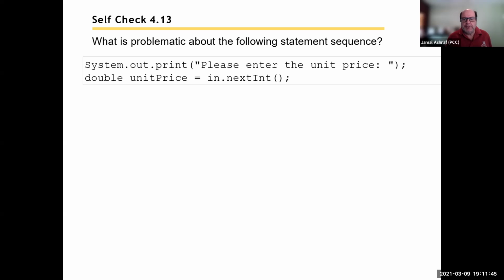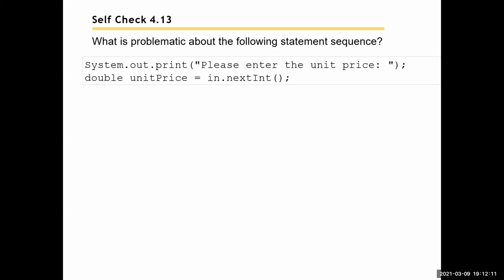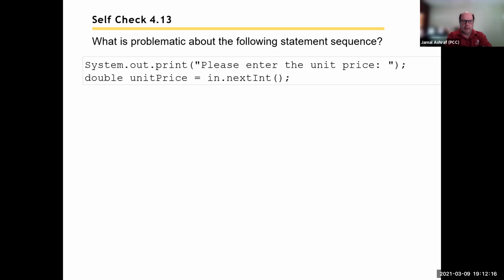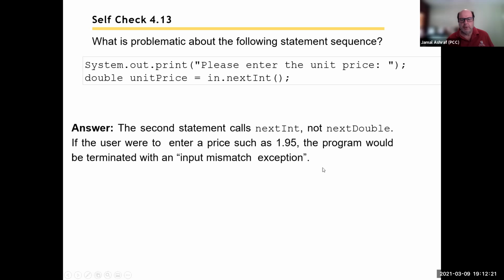So what about this? Please enter the unit price. We are getting the unit price, and then we say in.nextInt(). What is the problem with this one? You don't all have to talk at the same time. Zao. Yes. It's reading an integer into a double. So it's reading an integer and putting it in the double. That would get an error. Okay. That's a good one.